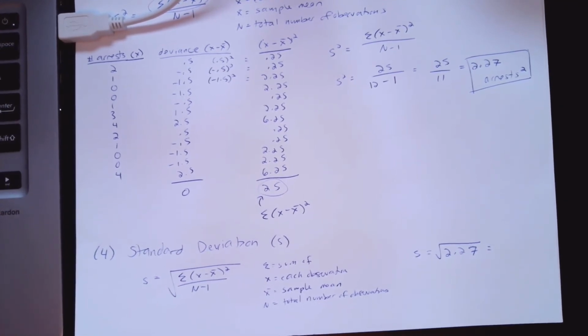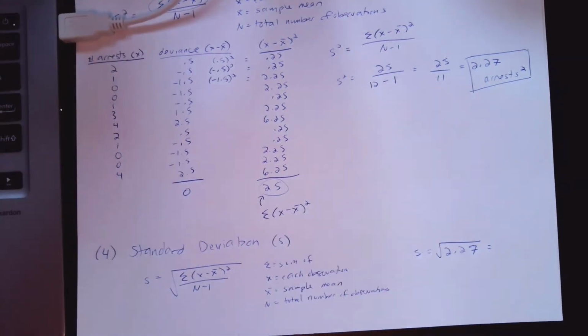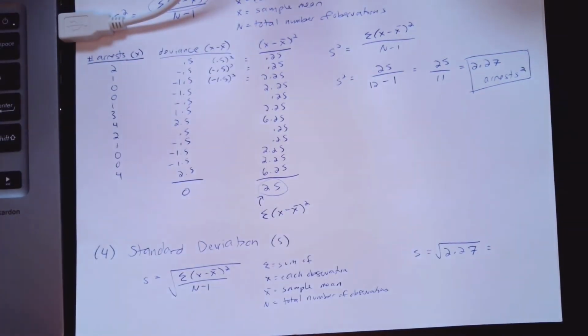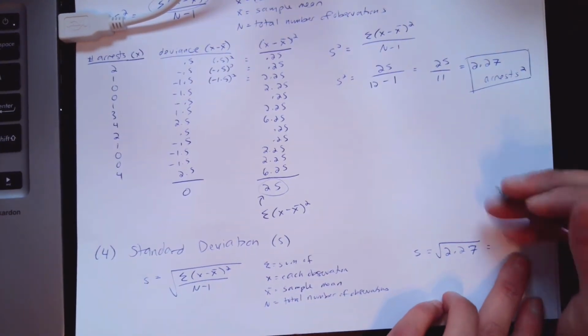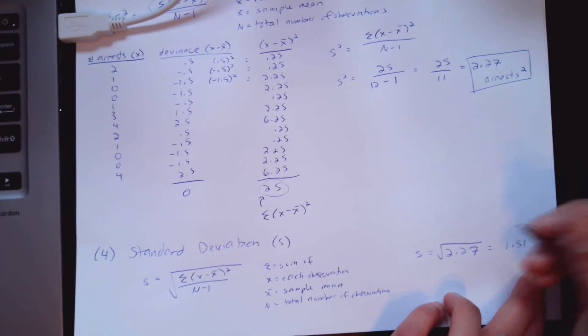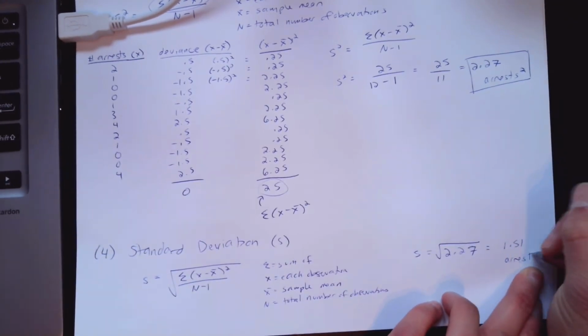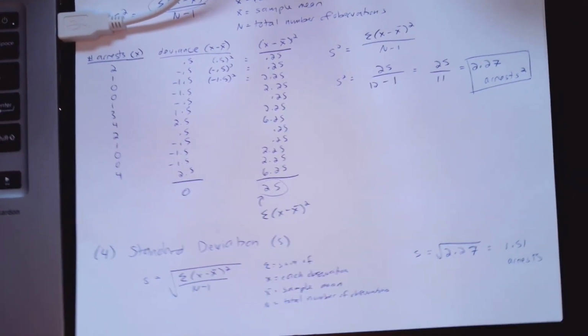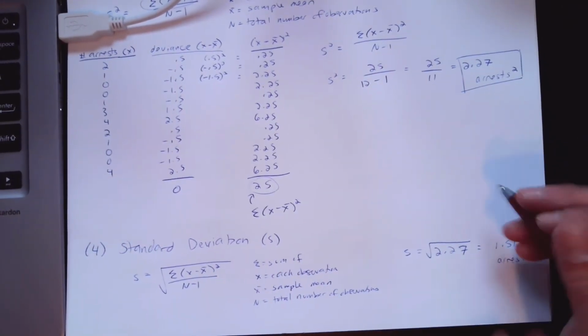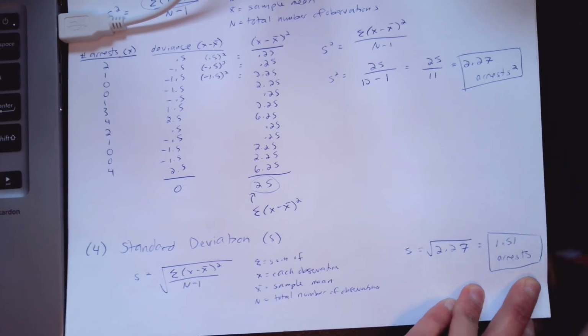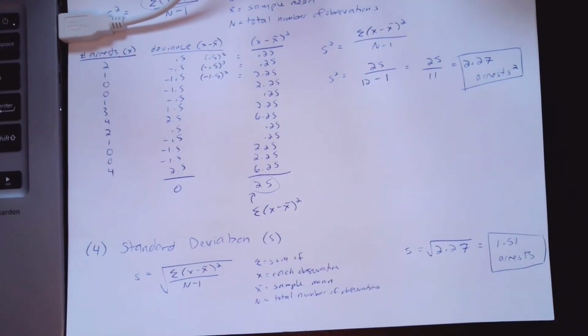So if we plug this in, we can then just calculate this in a calculator, and if you take the square root of 2.27, you get a value of 1.51. And importantly for our purposes, the value is back in units of arrests. So we would say that the standard deviation is 1.51 arrests.